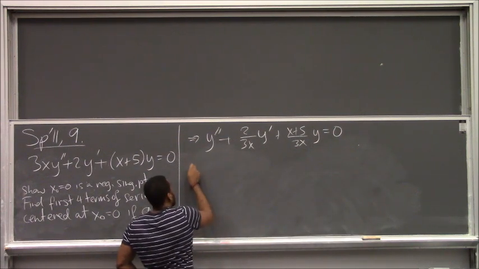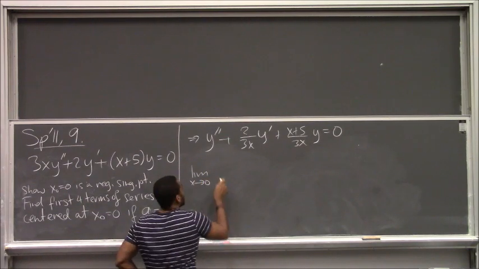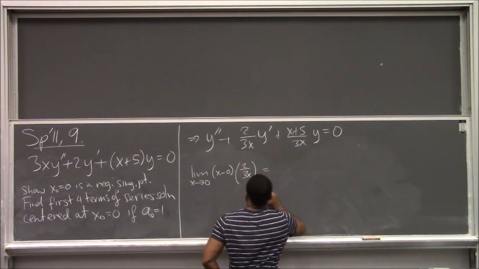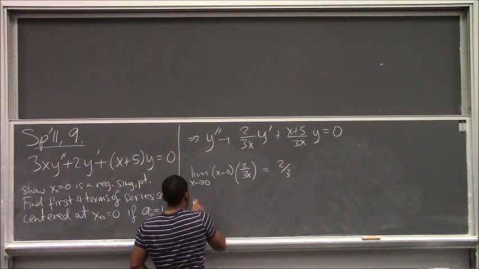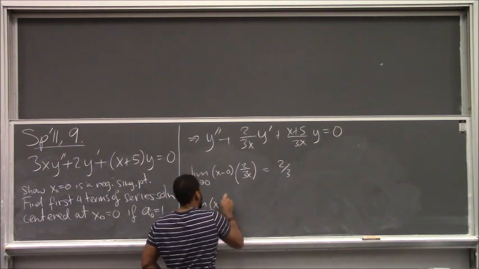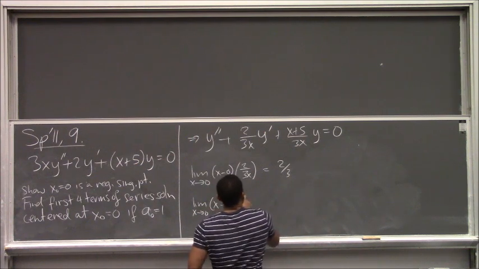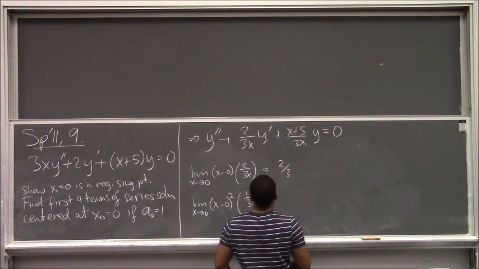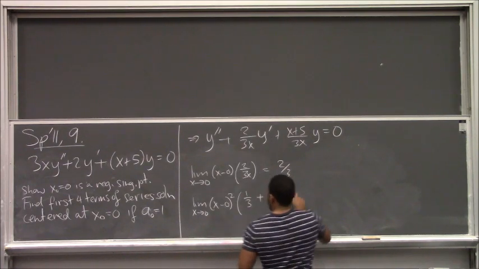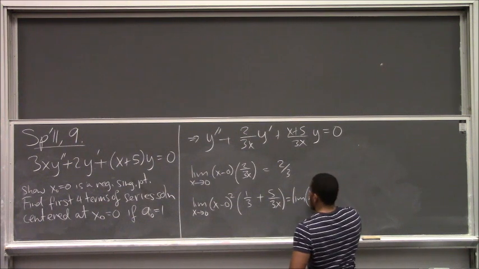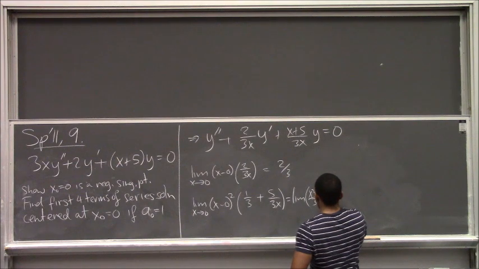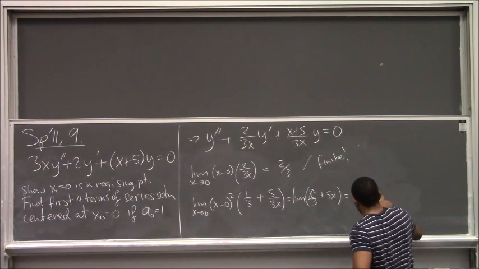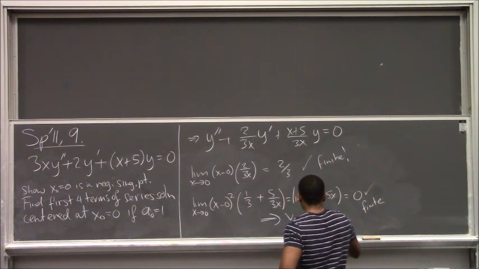Then we're going to find the limit as x approaches 0 of x minus 0 times this function. That is going to be 2/3, you'll notice. And the limit as x approaches 0 of x minus 0 squared times this function, which here is going to be 1/3 plus 5/3 x. This is the limit of x cubed plus 5x, that's 0. This is finite. This is also finite. So the limits exist and are finite. This means x not equal to 0 is a regular singular point.